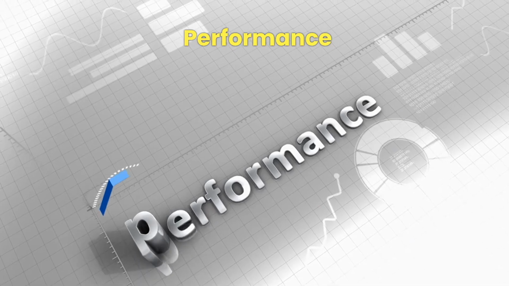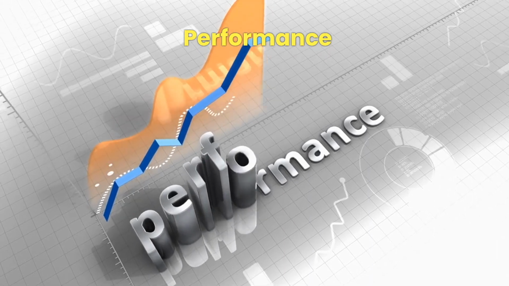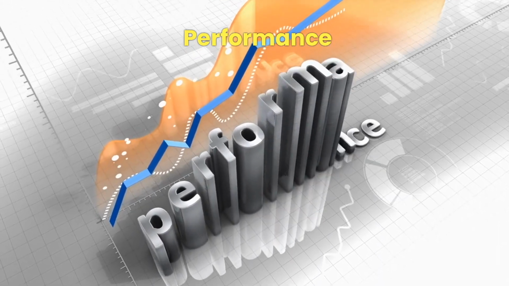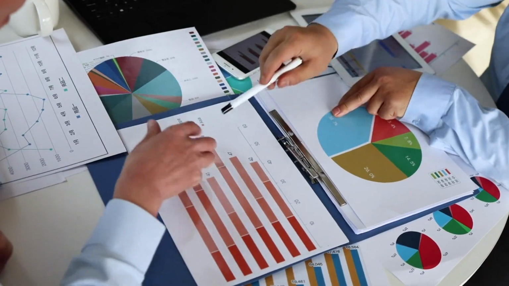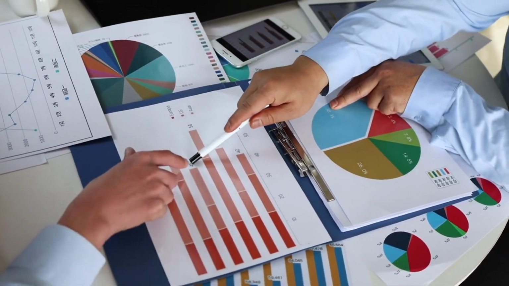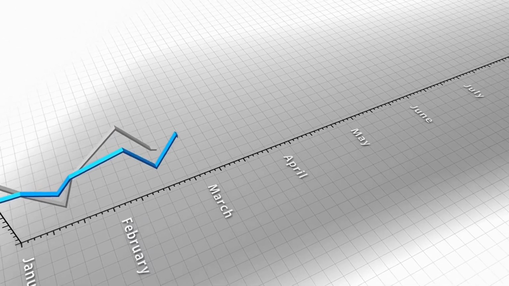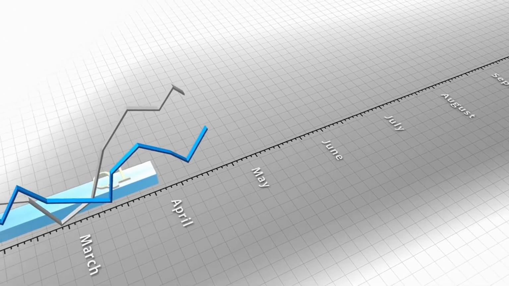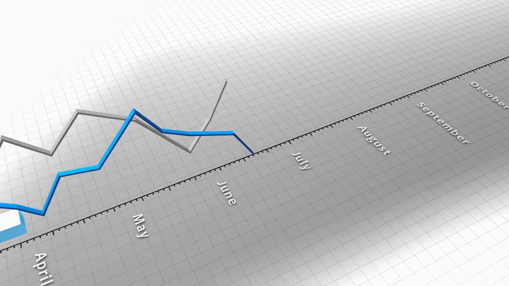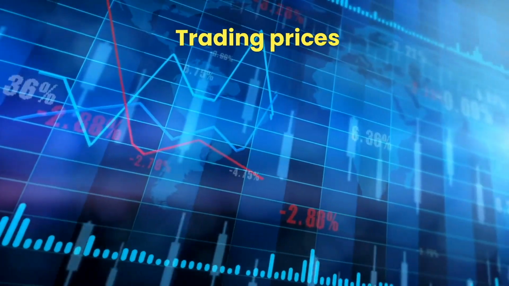The fifth thing to look out for is the performance. You know the saying, the past performance doesn't indicate the future returns, but it still can be useful to compare the performance history of similar funds. Look at the fund's long-term performance. So 3-year, 5-year or 10-year performance instead of 1 year, for example, to get a sense of how it has performed historically. The last thing to look for is trading prices.